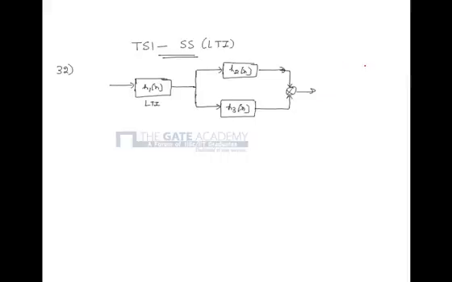Here the impulse responses h1 of n, h2 of n and h3 of n are given. We have to find the resulting impulse response h of n, which relates input x of n and output y of n as a whole.